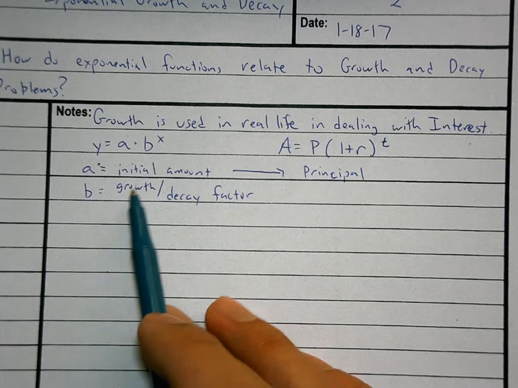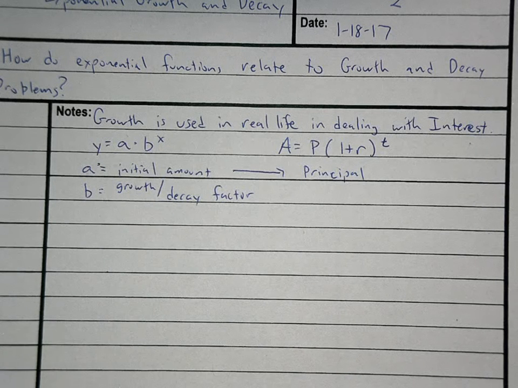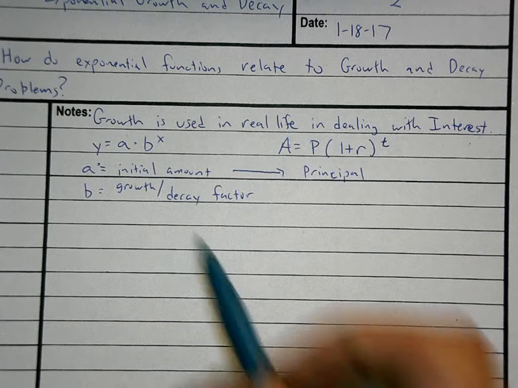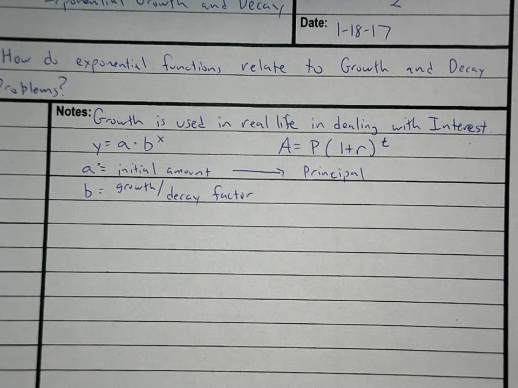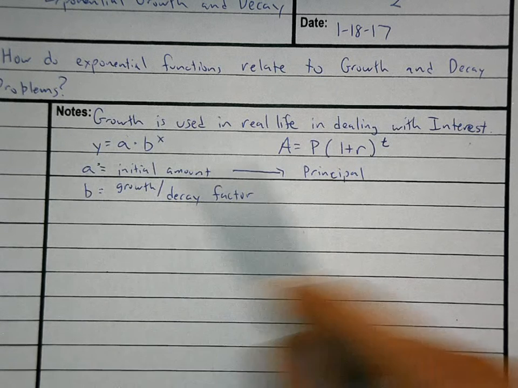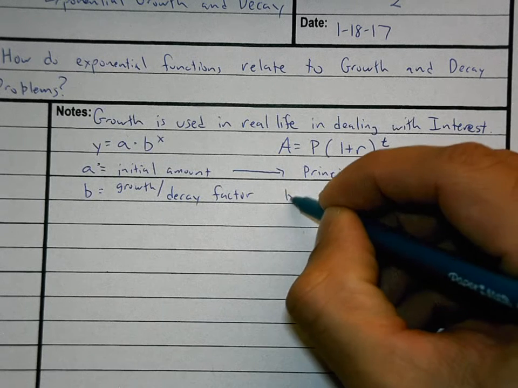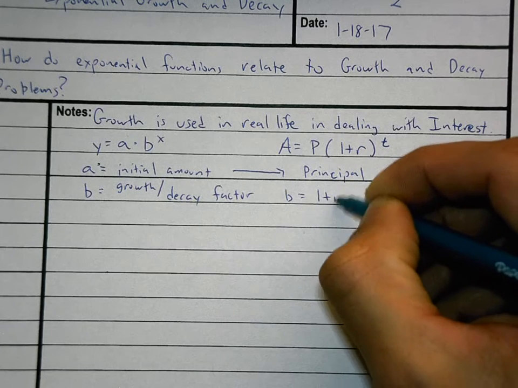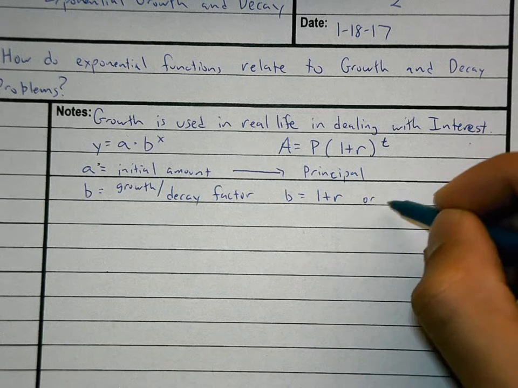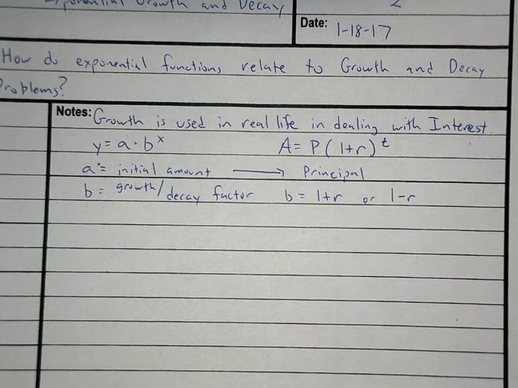B, on the other hand, is your growth or decay factor. How much is it growing by? Is it doubling? Is it tripling? Is it going down? Are you doing half-lives in science class? That's decay, and so on. The B in this formula is the same thing as 1 plus your rate or 1 minus your rate, and I'll talk about the differences of those two things as we go forward.